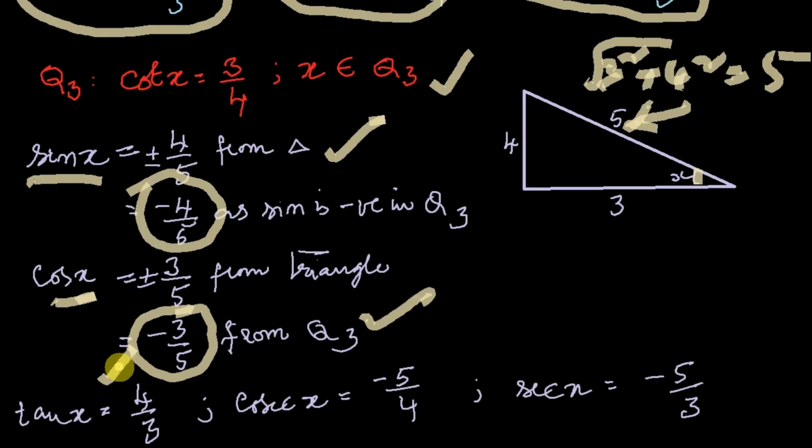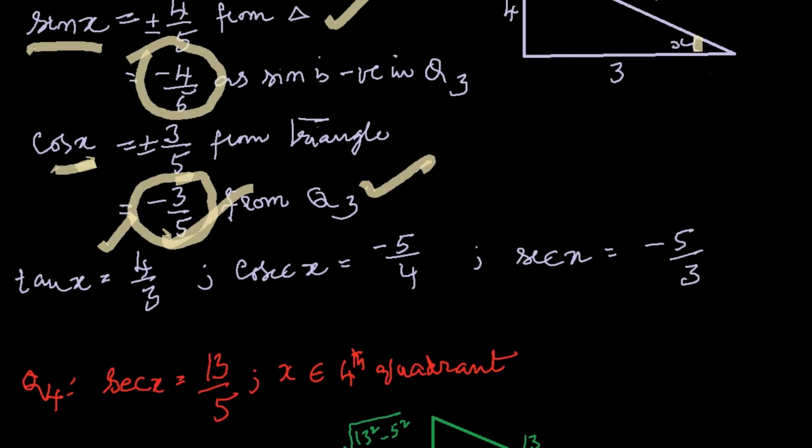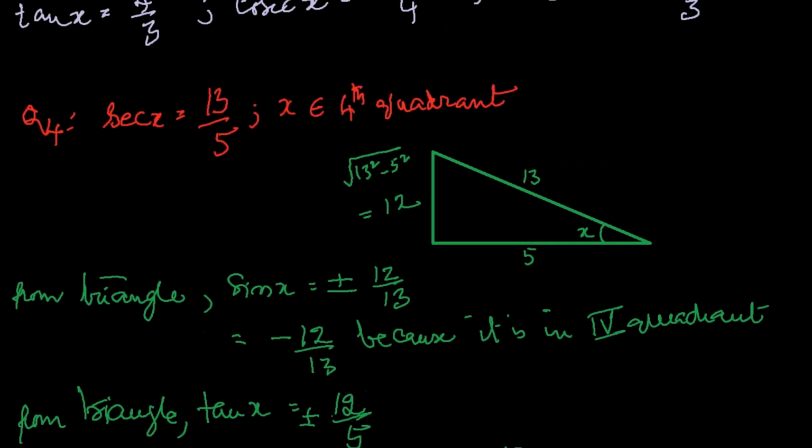So tan x is sin x by cos x. Or you can take it from this triangle also, 4 by 3, opposite side by adjacent side. Cosecant x is the inverse of sin x. Sin x is minus 4 by 5, so cosecant is minus 5 by 4. Secant x is the inverse of cos x. Cos x is minus 3 by 5, so secant x is minus 5 by 3. That's the inverse. Let us go to Q4.